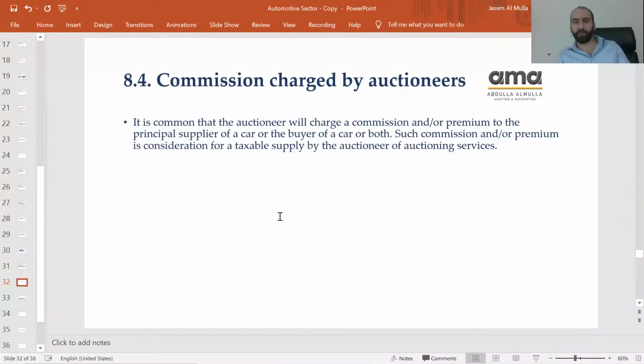Commission charged by auctioneer. It's common that the auctioneer will charge a commission or premium to the principal supplier of a car or the buyer of a car or both. This commission or premium is consideration for a taxable supply by the auctioneer for auctioneering services. So it's a taxable supply here. This commission is considered a taxable supply.